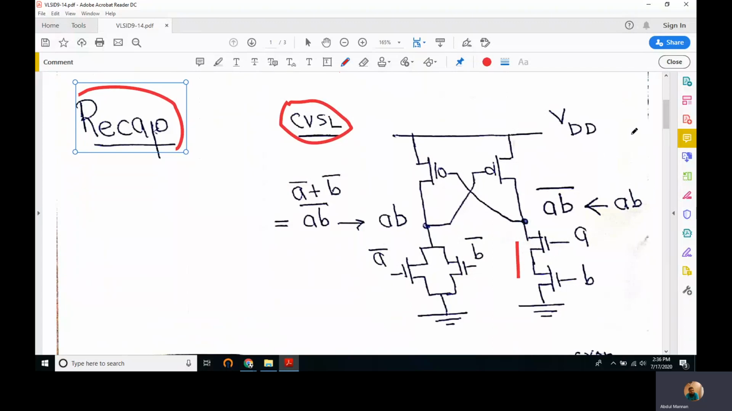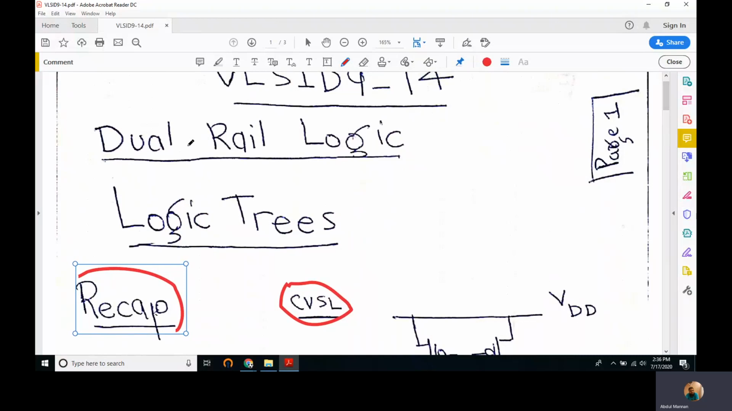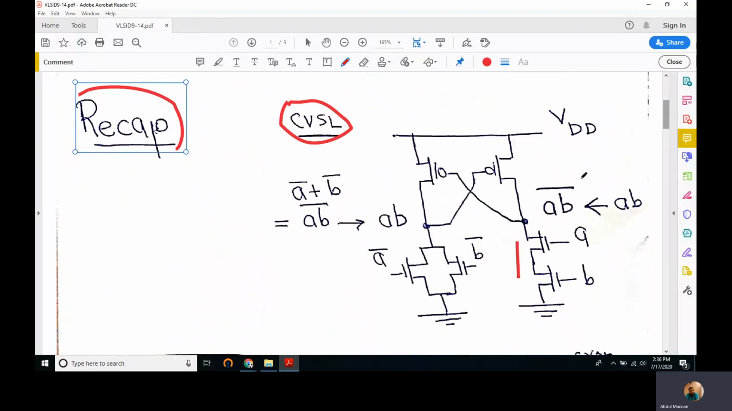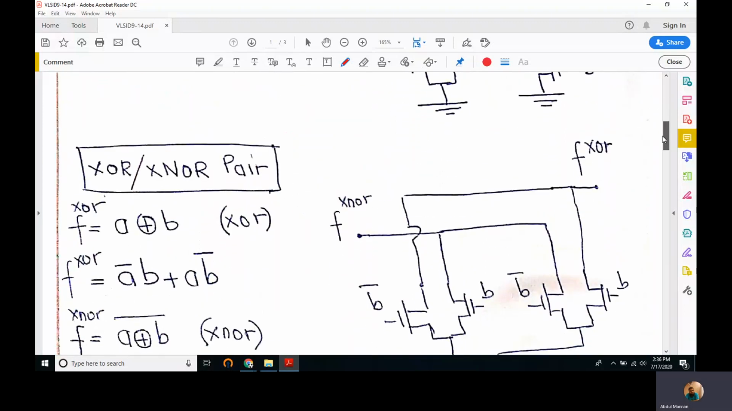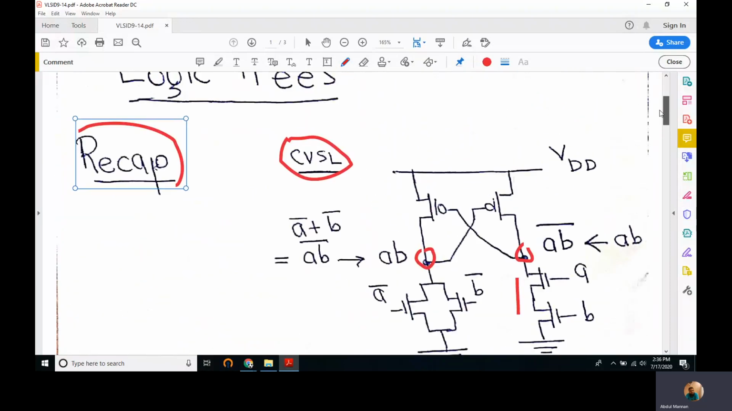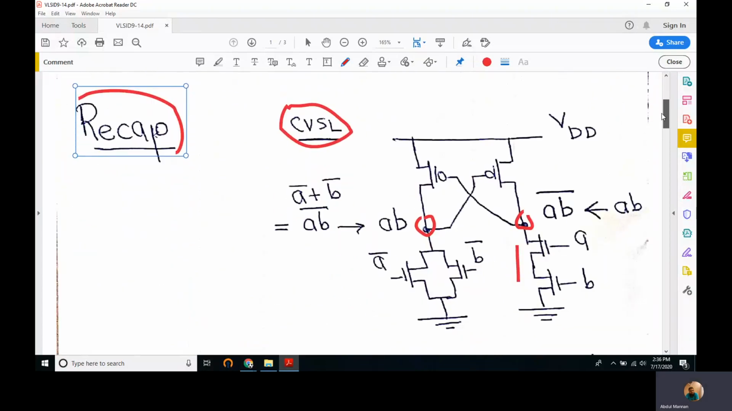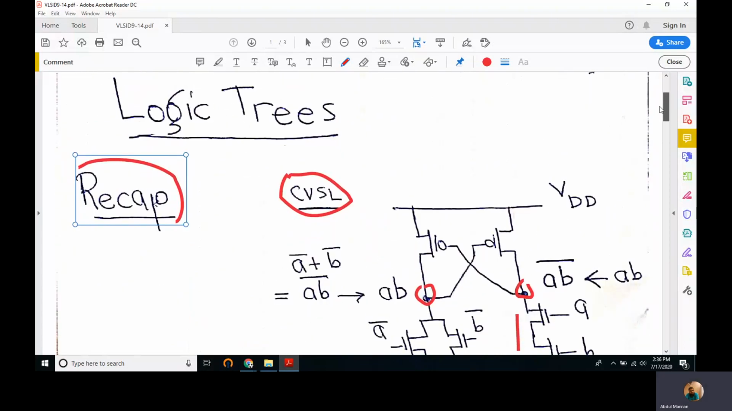A different thing that is specific to dual rail logic is that now we have two outputs and they are complements of each other. So if we get F here, we get F bar, or F complement, here. Before we study the exclusive OR and exclusive NOR pair using the same technique, we will learn about logic trees.